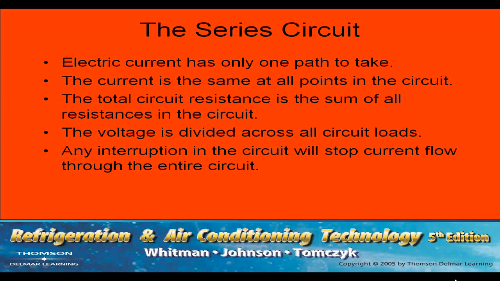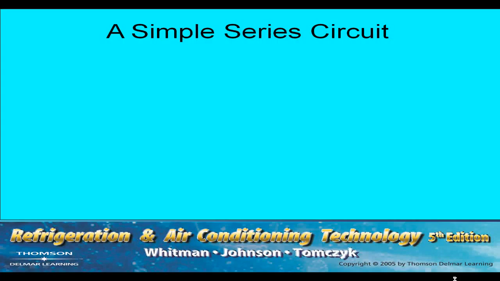The voltage is divided across all the loads for resistance. Any interruption in the circuit will stop current flow through the entire circuit. So in a series circuit, if something opens in the circuit, it shuts everything down. We stop our current flow altogether. Current only has one path that it can take.